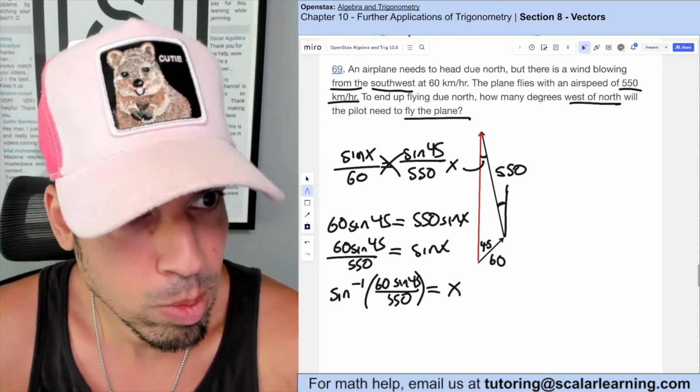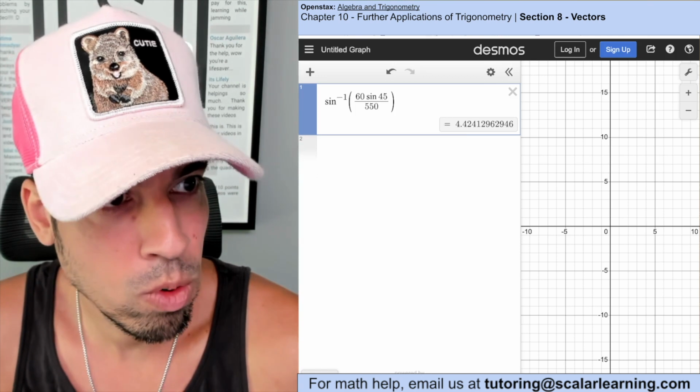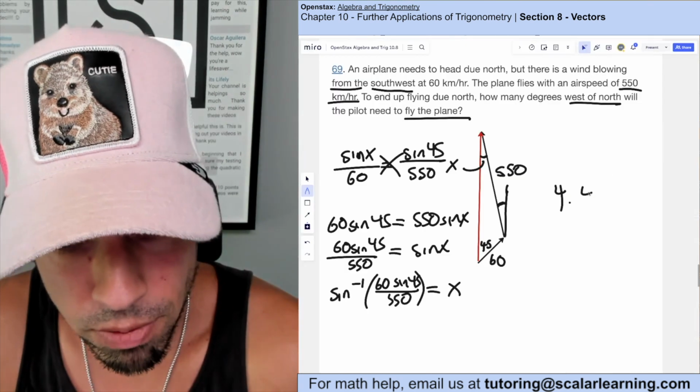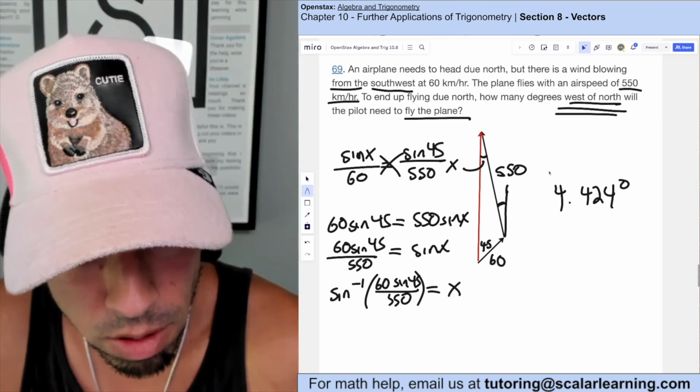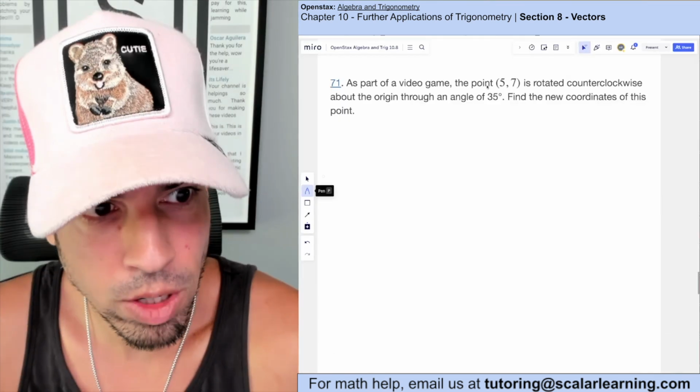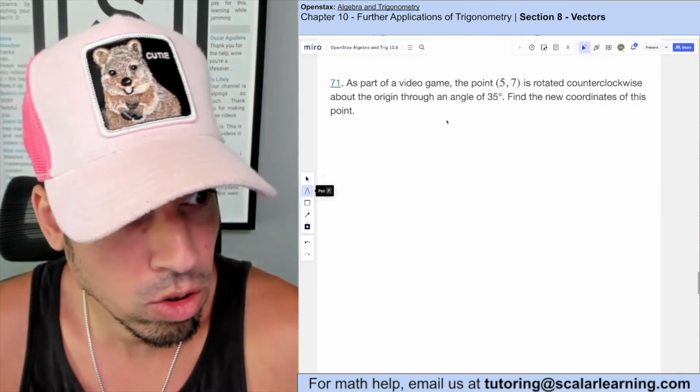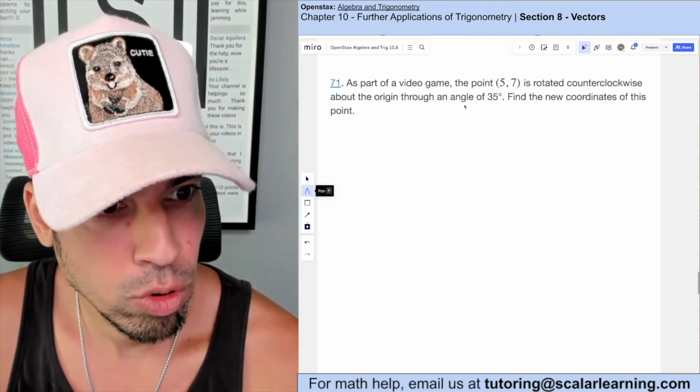Let's plug it into Desmos. And we get 4.424. So the answer is 4.424 degrees west of north. Boom, done.